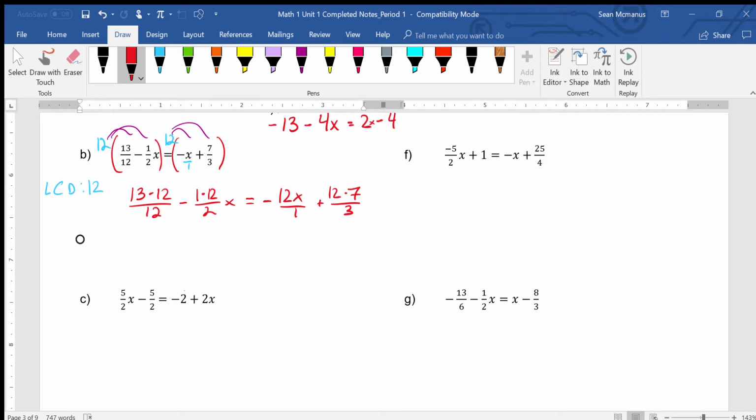So I multiplied it all the way through, and I can probably start to eliminate my fractions now. 12 over 12 is 1. 12 over 2 is 6. 12 over 1, I'll do the same thing, is 12. And 12 over 3 is 4. So I've reduced the numbers, and that should eliminate all my fractions. So 13 times 1 is 13 minus 6x equals negative 12x plus 4 times 7 is 28.